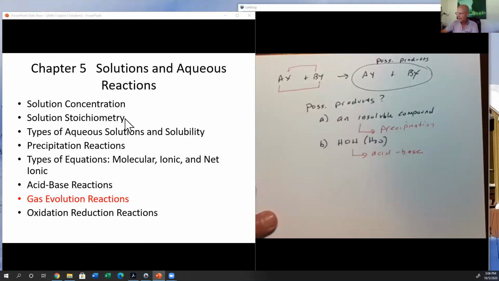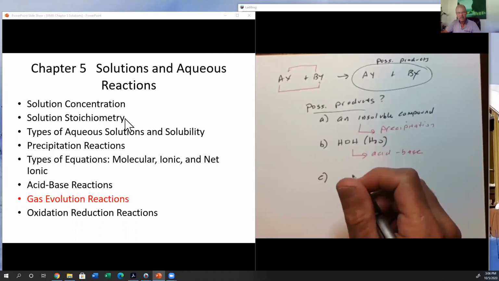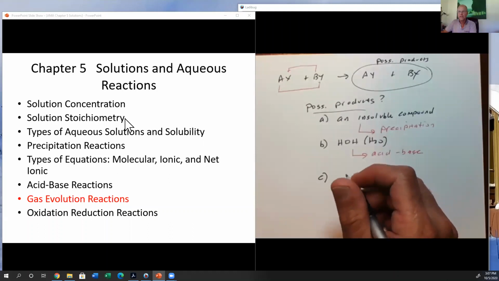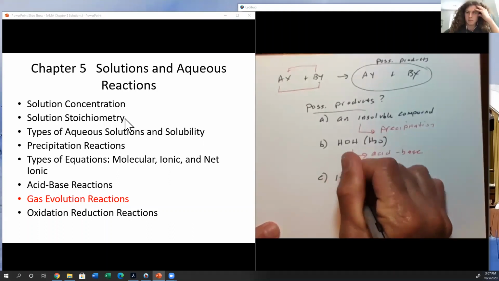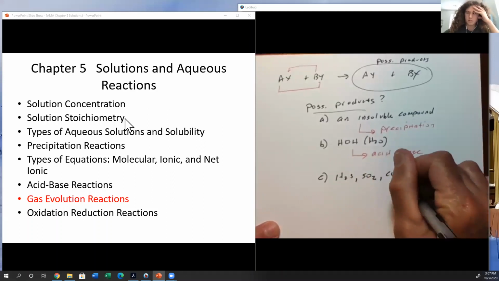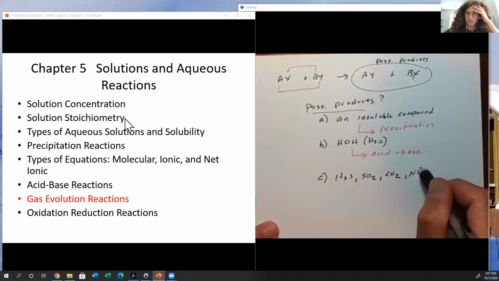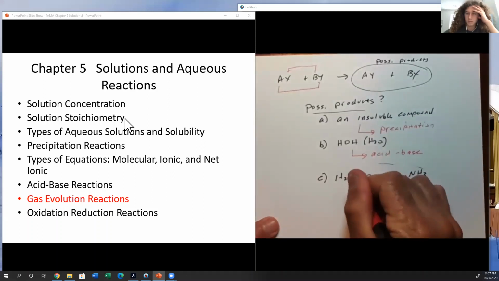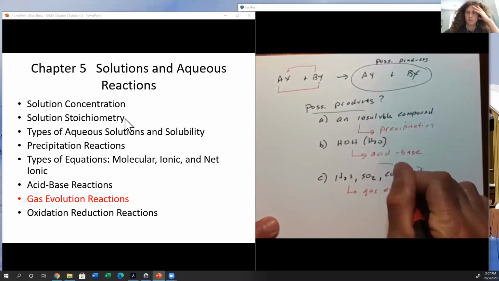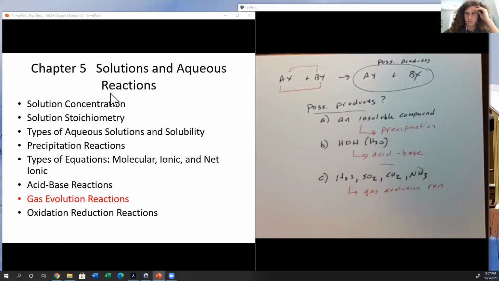And now we have a third category. Is AY or BX any of these possible things? There are four things we have to look for, and you just have to know these: H2S, SO2, CO2, or NH3. If AY or BX are any of these, then we have a gas evolution reaction, a reaction where you mix two substances and you produce a gas.